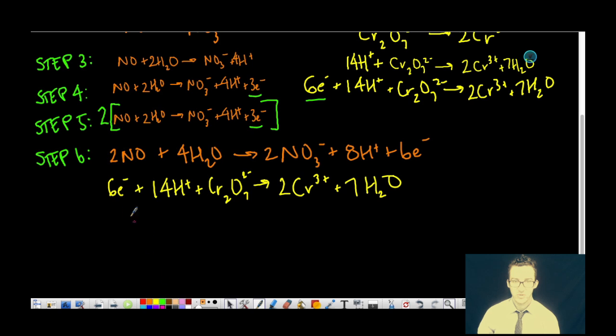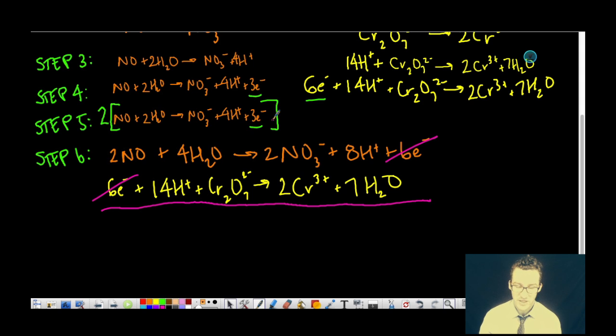And then to combine these, you can cancel out anything that appears on both the left and right-hand sides of the equation. So we're not going to write in the 6 electrons, although we do need to recognize that 6 moles of electrons have been lost and gained here. You can also cancel out waters. Those 4 waters on the left-hand side will all cancel out and be left with 3 on the right. You do the same thing with the hydrogen ions. We'll be left with 6 on the reactant side.